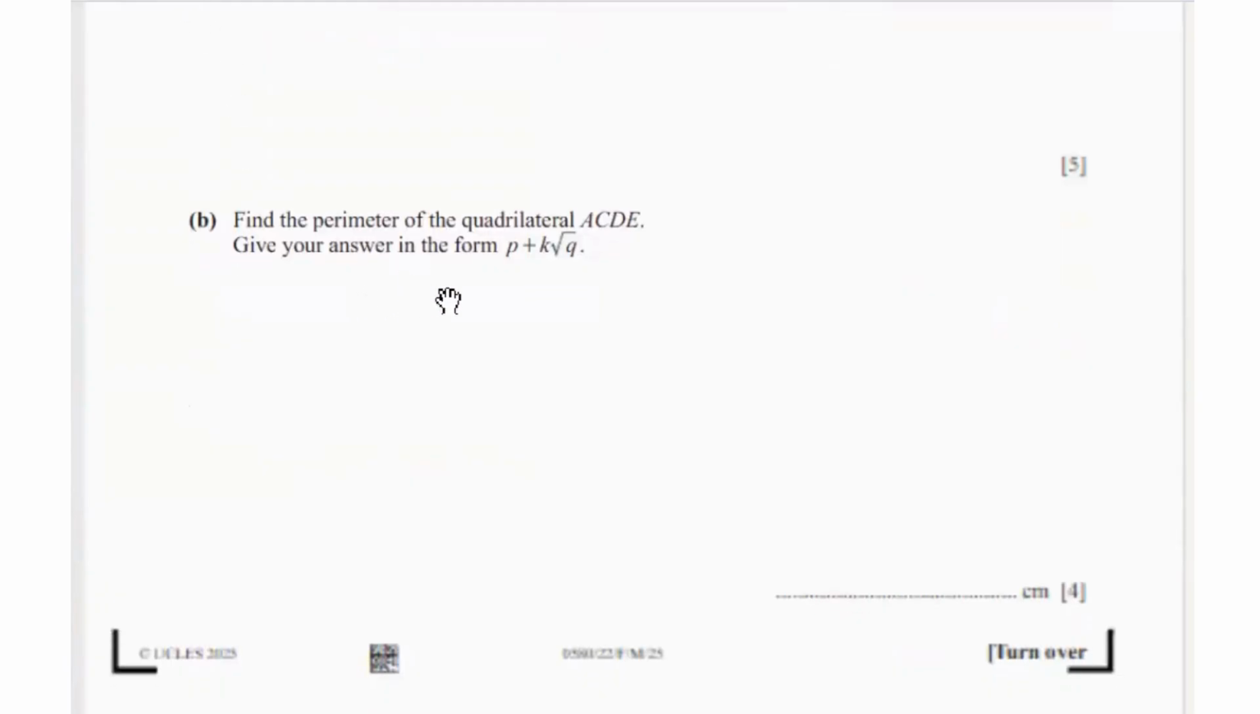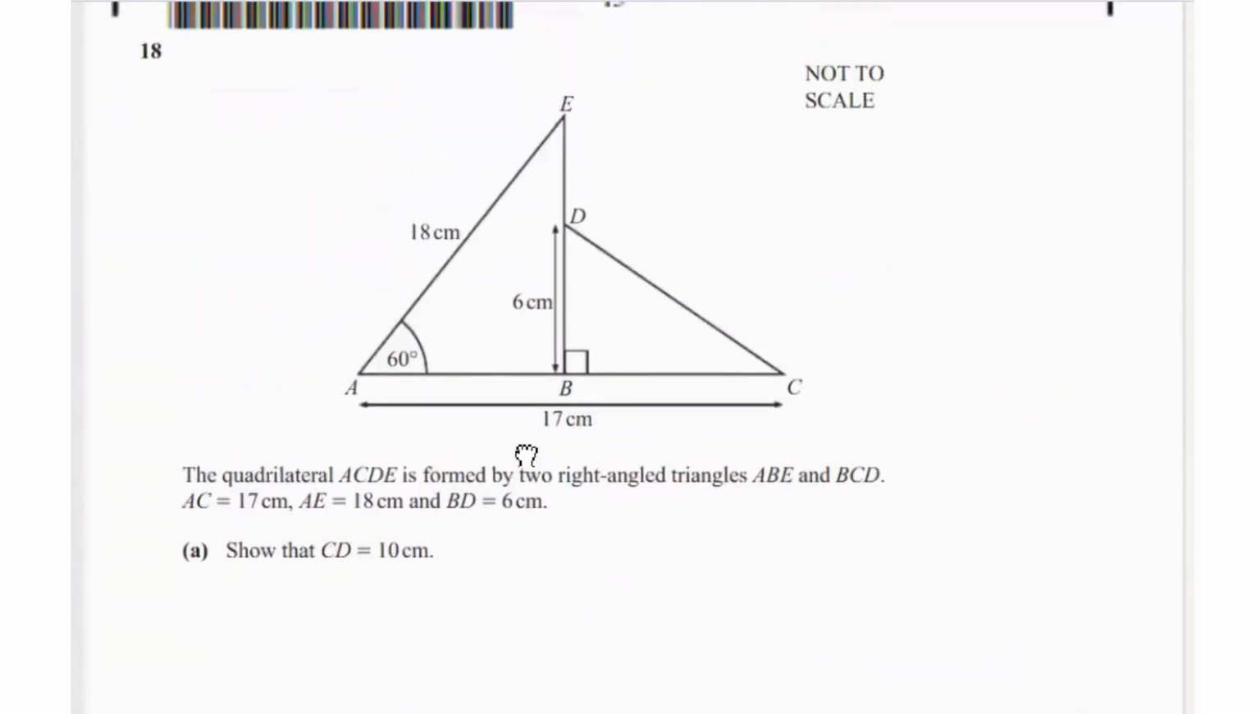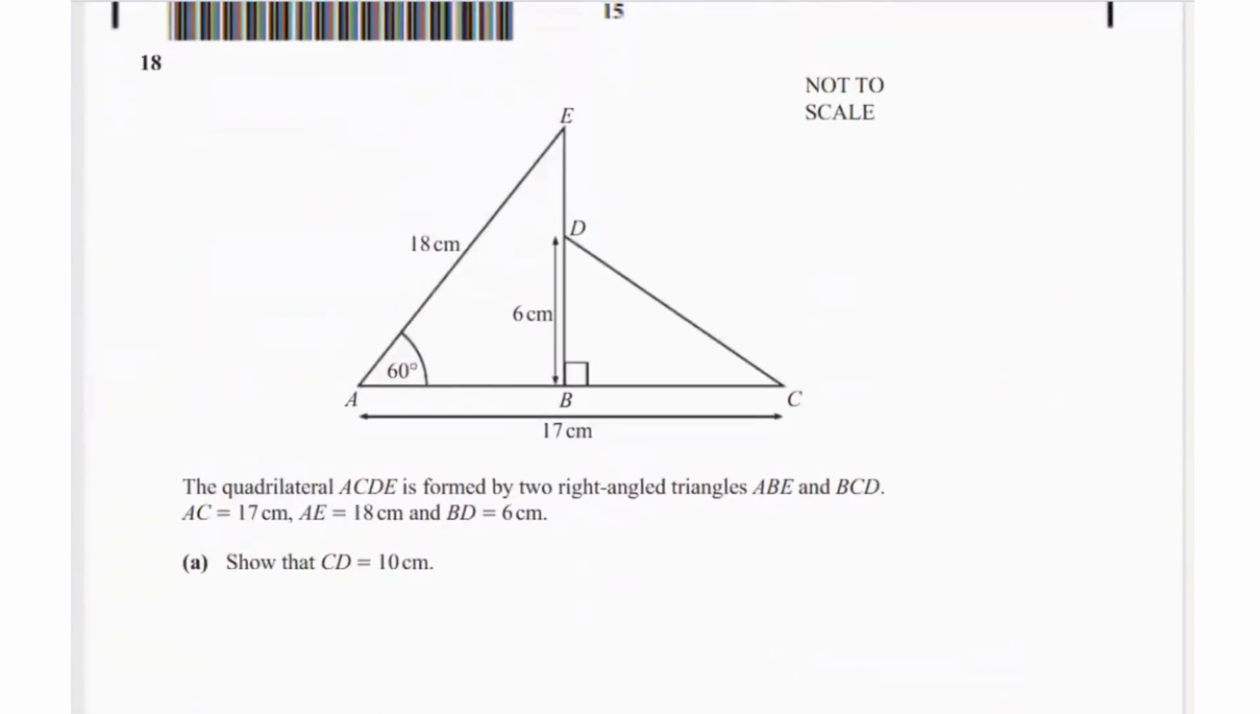Then it says find the perimeter of the quadrilateral ACDE. Give the answer in the form of P plus K root Q. So quadrilateral ACDE. Highlight this. A, C, D, E. So this is the quadrilateral that we have. And we need to find its perimeter.